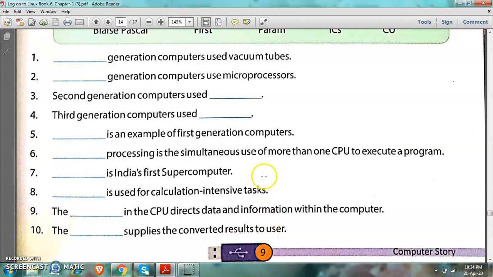So these were the fill in the blanks. I hope these are clear, because they are repeated in this part, as we have done MCQs and the true false.